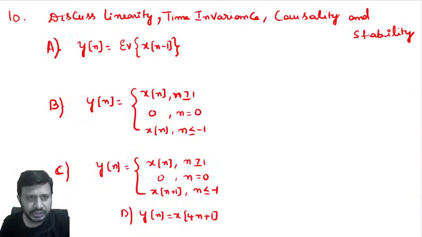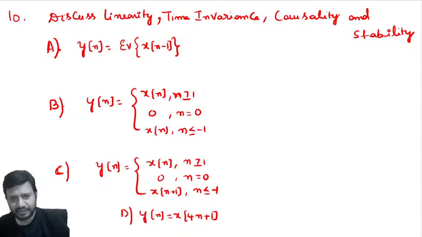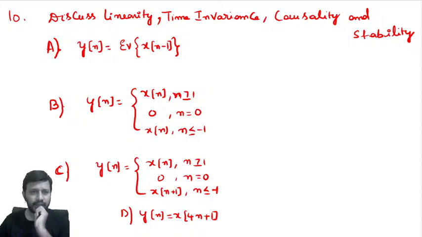Now the last question. Only 10 questions we have taken because this is a mini marathon now. Discuss linearity, time invariance, causality and stability for these four: A, B, C, D. Linearity, time invariance, causality and stability. Right?